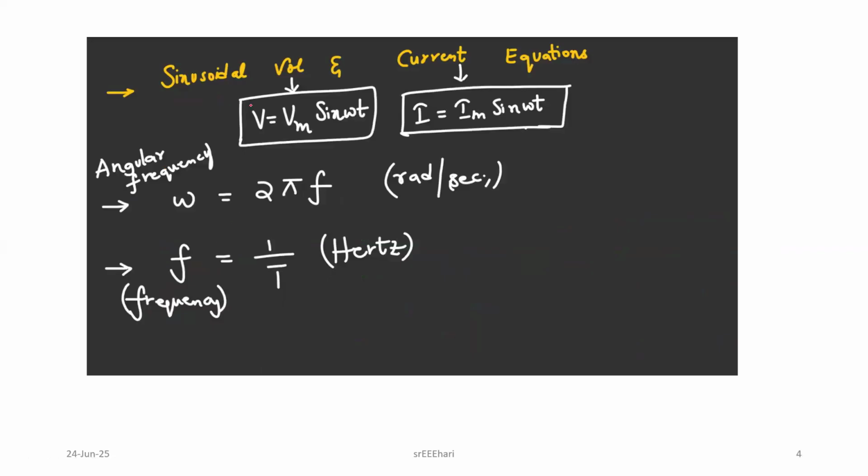For the sinusoidal standard voltage and current equations, the format is V equal to Vm sin omega t, and I equal to Im sin omega t. These are the current and voltage equations. Angular frequency omega is equal to 2 pi f. f stands for frequency, which is 1 upon time period. T stands for time period. The units here are hertz or cycles per second, and the unit for angular frequency is radian per second.